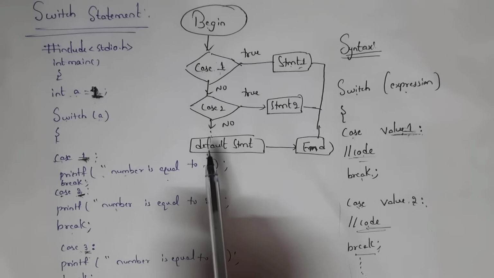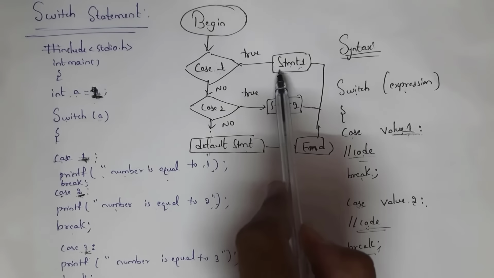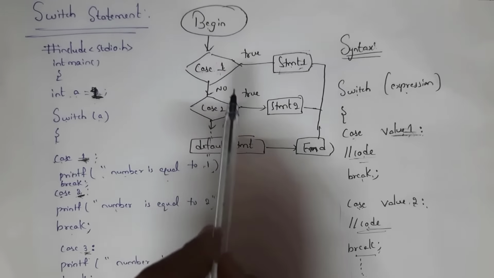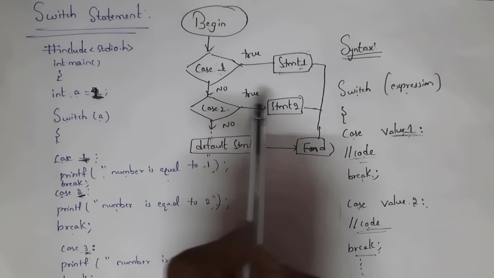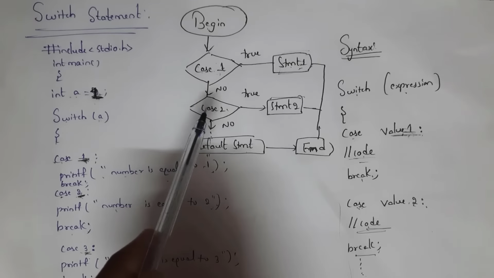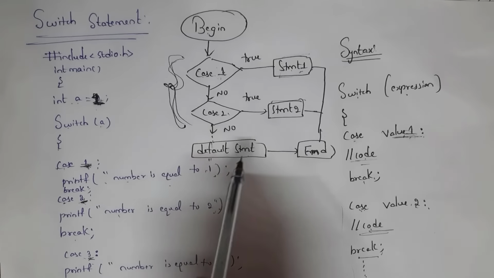At last you need to use default statement. If this case 1 is true, then whatever the statement that is present inside this case 1 will be executed. Similarly, if this case 1 is false, then it will go to case 2. If this case 2 is true, then whatever the statement that is present inside this case 2 will be executed. And so on. If all these cases are not satisfied, then at last it will print the default statement.